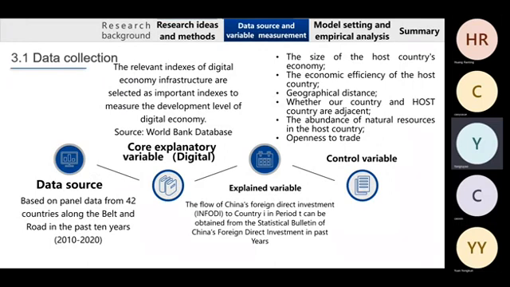The data collection. The data source is based on panel data from 24 countries along the Belt and Road in the past 10 years. Core explanatory variable: digital. The relevant indexes of digital economic infrastructure are selected as important indexes to measure the development level of the digital economy. Explained variable: the flow of China's foreign direct investment to country i in period t can be obtained from the statistical bulletin of China's foreign direct investment in the past years. Control variables: the size of the host country's economy, the economic efficiency of the host country, geographical distance, whether the host country is adjacent to China, the abundance of natural resources in the host country, and openness.